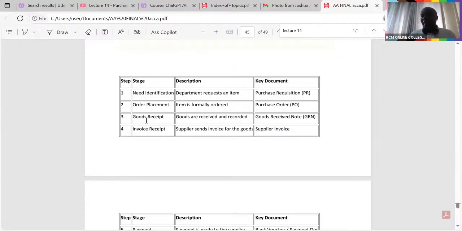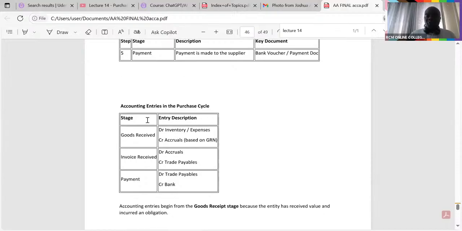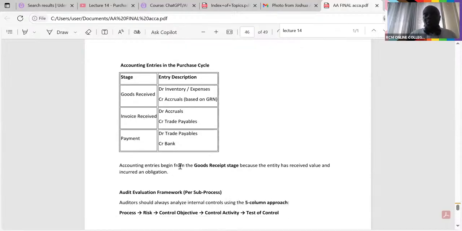Once we receive the goods, then now we call in the accountant. Otherwise, these two are prerogatives of who? The procurement manager. Yeah. So in this case, we start making our accounting journals from stage number 3. And I've been able to do a note for the same for you here. Accounting entries begin from the goods received stage, or goods receipt stage, because the entity has received value and now incurred an obligation through accrual, even if you haven't paid for them. So we know that the accountant has to accrue, has to accept this liability and then pay later.